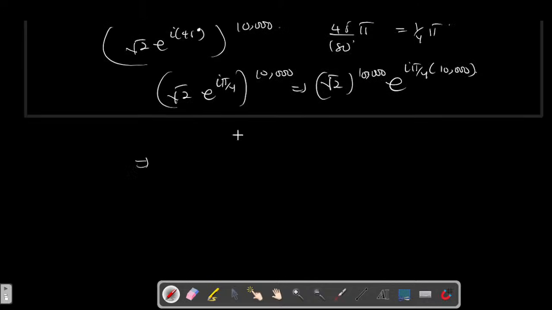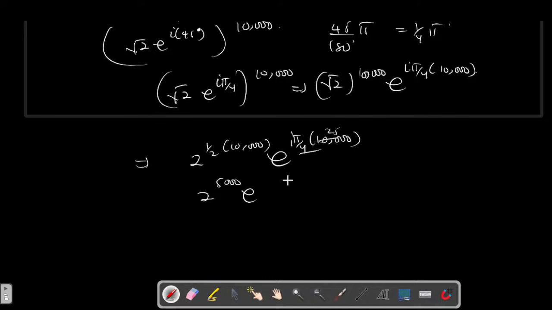Remember, this is to the power half, so 2 to the power half multiplying 10,000, and e to the power I pi over 4 multiplying 10,000. So here 2 can go into 10,000, so I have 2 to the power 5,000. 4 can go into 10,000 2,500 times. So I have 2,500 pi I. And this is your answer.